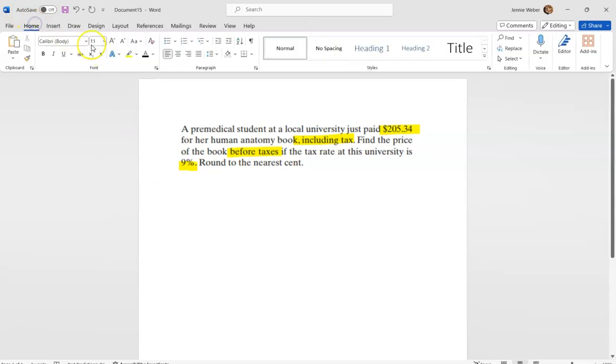We take the price of the book and we times it by the tax rate, 0.09, and this gives us our tax. And then our final price is that tax plus the original price. This equals our total. So there's a two-part process, and a lot of times I do this.